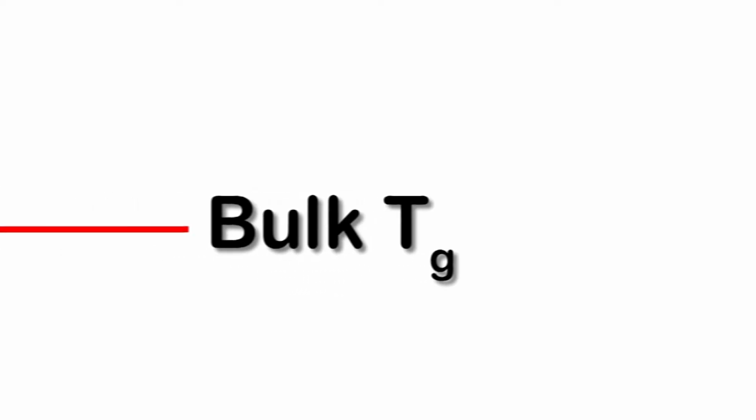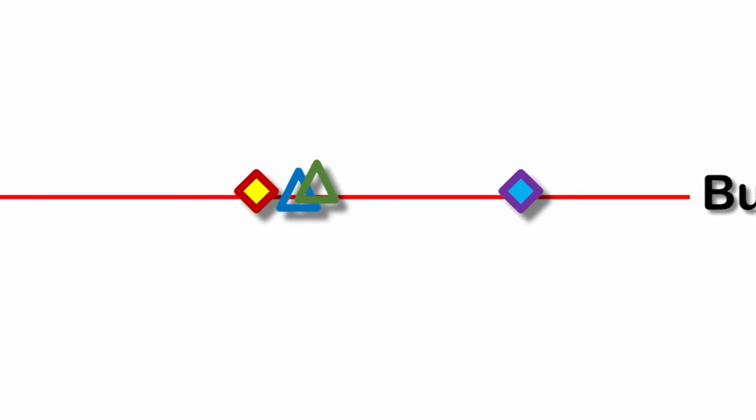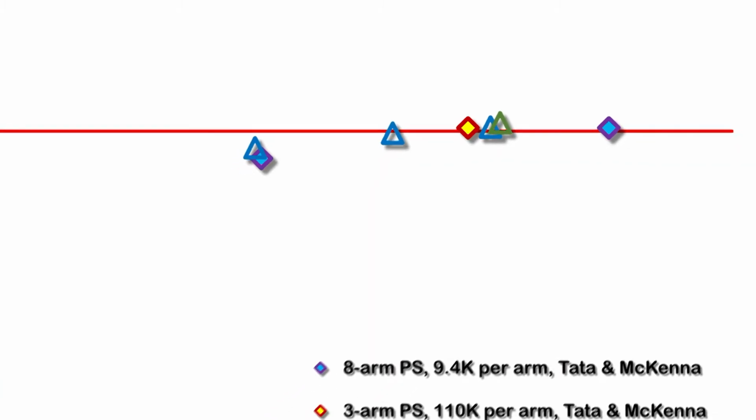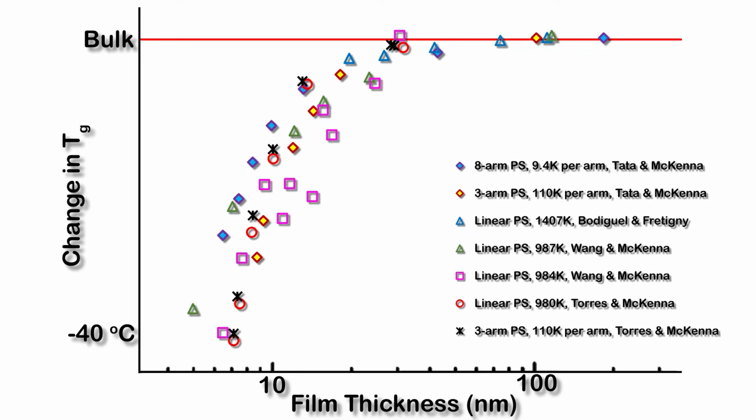One of the odd things about these small-scale films is that below a thickness of about 40 nanometers, the glass transition temperature begins to rapidly drop. This means that once your material gets this thin, tiny fluctuations in temperature can drastically alter its mechanical properties.